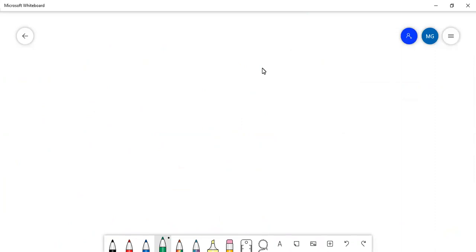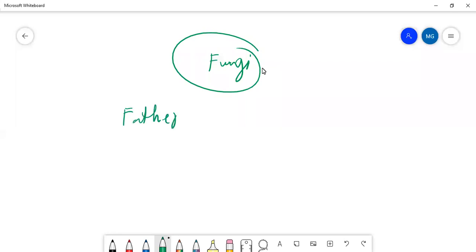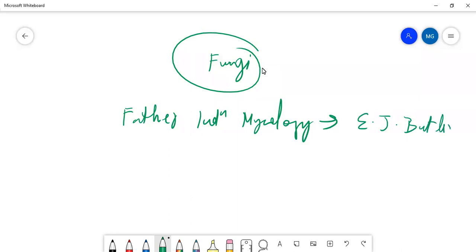मेरे मन में आया तो मैंने आपको बता दिया, because this is important. ठीक है, so we are starting with fungi, and before we start with fungi, we know who's the father of Indian mycology. We know this, हाँ, is E.J. Butler. ठीक है, he is the father of Indian mycology. This is Edwin John Butler.